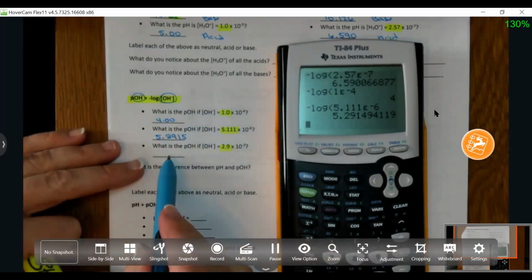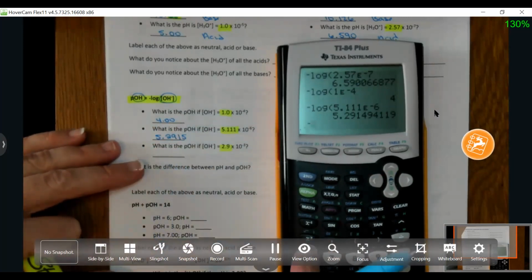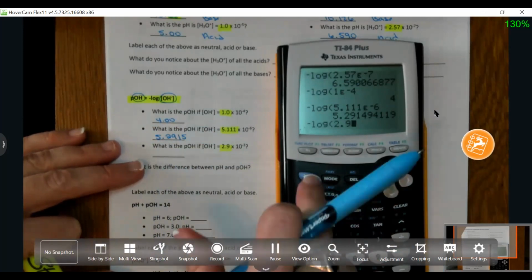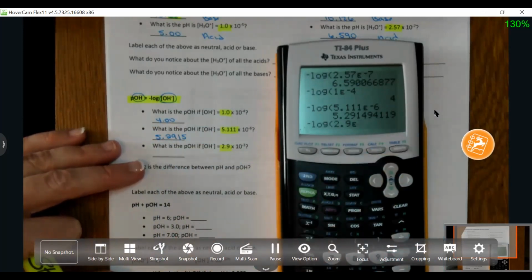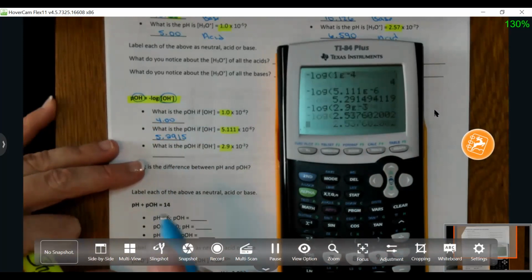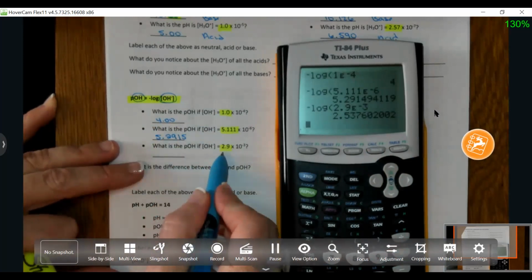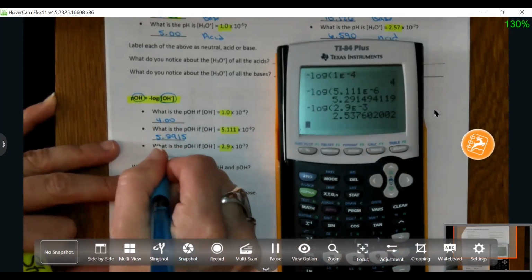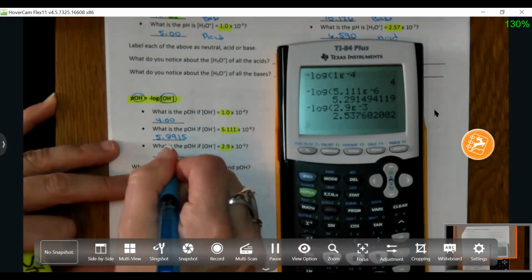And then here, the pOH, see, I'm still doing negative logs, because to get from the ion concentration to the pH or the pOH scale, I just have to do negative logs. I need 2 numbers after my decimal point, so my answer would be 2.54.